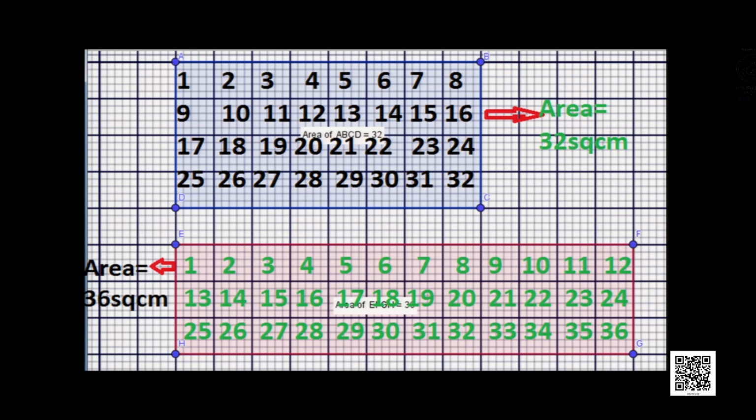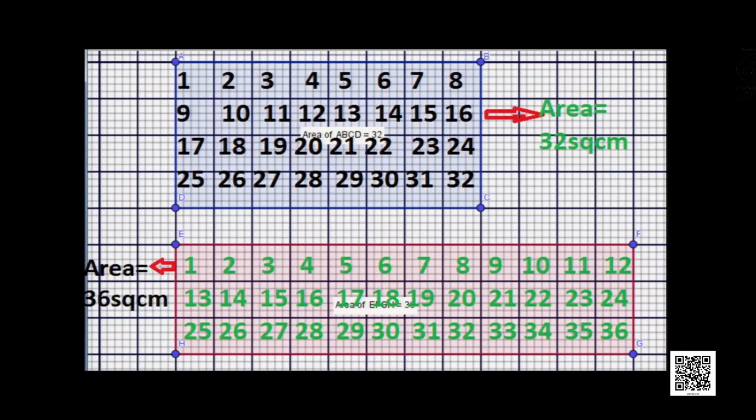And the pink rectangle is covering 36 small squares of 1 centimeter. So, what is its area? 36 square centimeter. How? Because one smaller square is 1 square centimeter. Like this, we calculate the area of closed regular shapes.